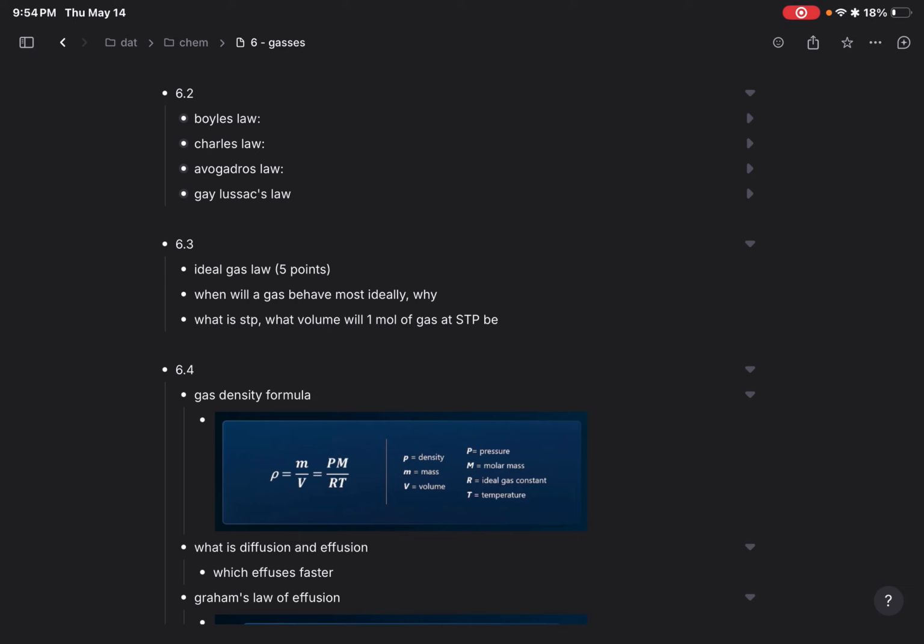Anyways, 5 points. I literally should know this one. I just need to think about it. One of them is that the forces between them are negligible. We're going to ignore the fact that there are intermolecular forces. Second is... no, I don't remember that. What are the five?